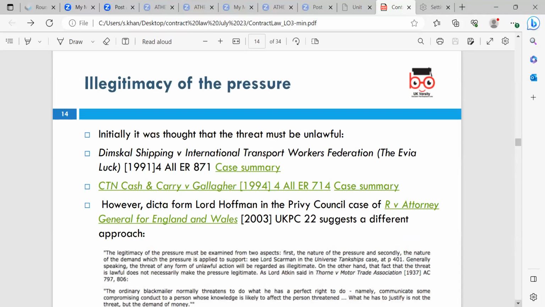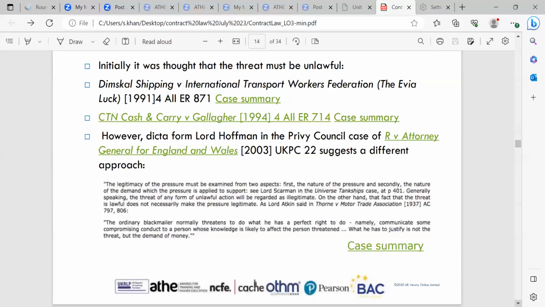Some cases you can look at for next week for your homework are CTN Cash and Carry and Gallagher, and the case summaries are all there. So look at them in your own time, please. It will help you towards doing your assignment.